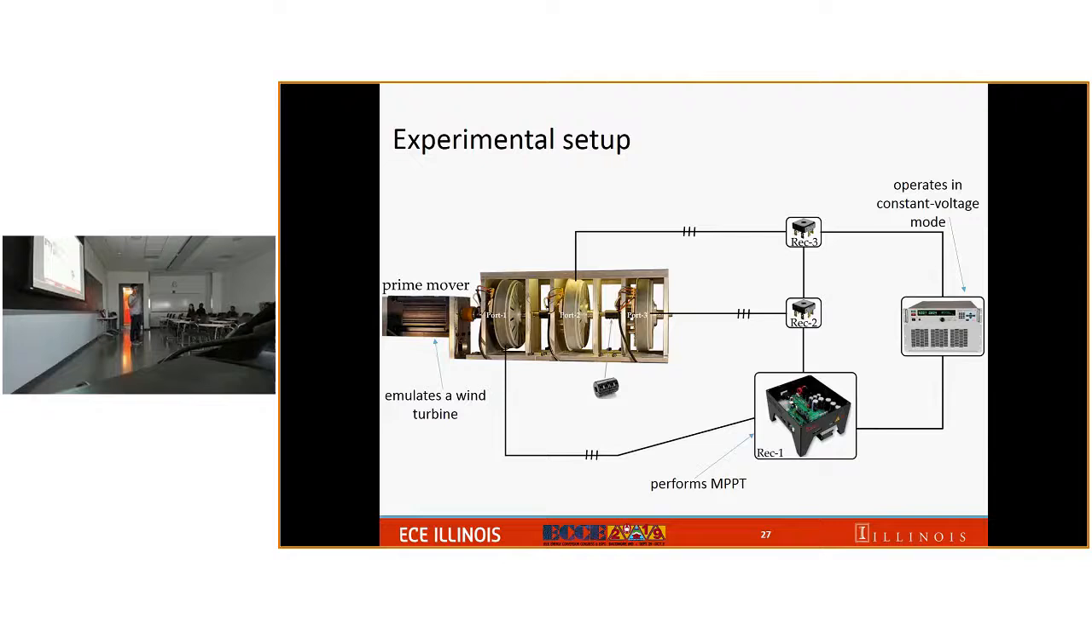And this is the setup in the lab. We have a generator set comprising 3 ports, port 1, port 2, and port 3, and a prime mover. The role of the prime mover is to emulate the wind turbine. Port 2 and port 3 feed 2 passive rectifiers, and port 1 feeds an active rectifier. The outputs of the rectifiers are series connected and feed a power electronics load operating in constant voltage mode to mimic the grid interface. And the active rectifier will perform MPPT.